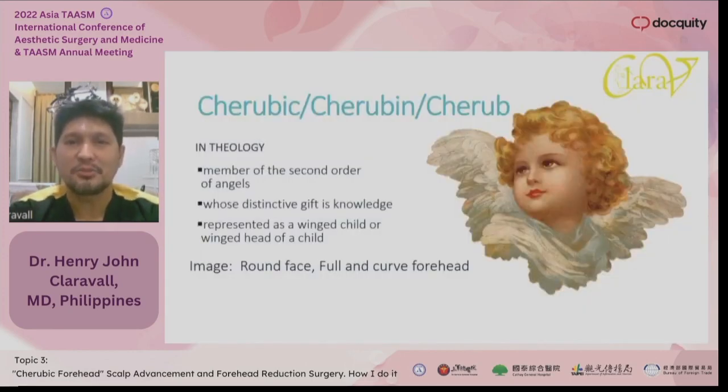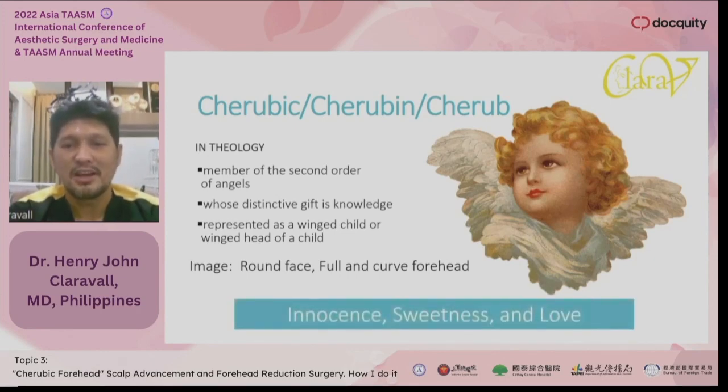Others will say cherubin or cherub. It is actually a theological character who's a member of the second order of angels. They have this distinct gift of knowledge, and they are often represented by a winged child or a winged head of a child. The face is always round, and the forehead is full and curved. They say that the cherubin is a symbol of innocence, sweetness, and love.